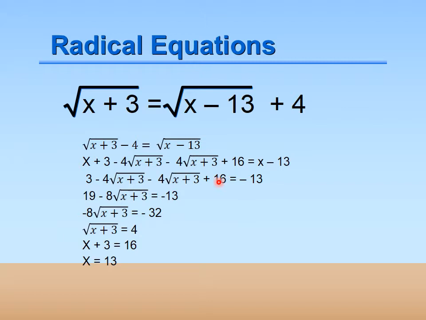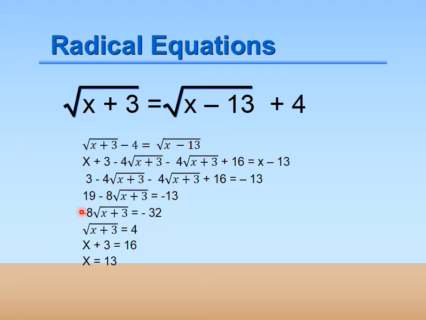3 plus 16 is 19. Negative 4 square roots of x plus 3 minus 4 square roots of x plus 3 is minus 8 square roots of x plus 3 equals negative 13 still. So now I'm almost done isolating the radical. Now I need to subtract 19 from both sides. So negative 13 minus 19 gives me negative 32. So now I have negative 8 square root of x plus 3 equals negative 32.